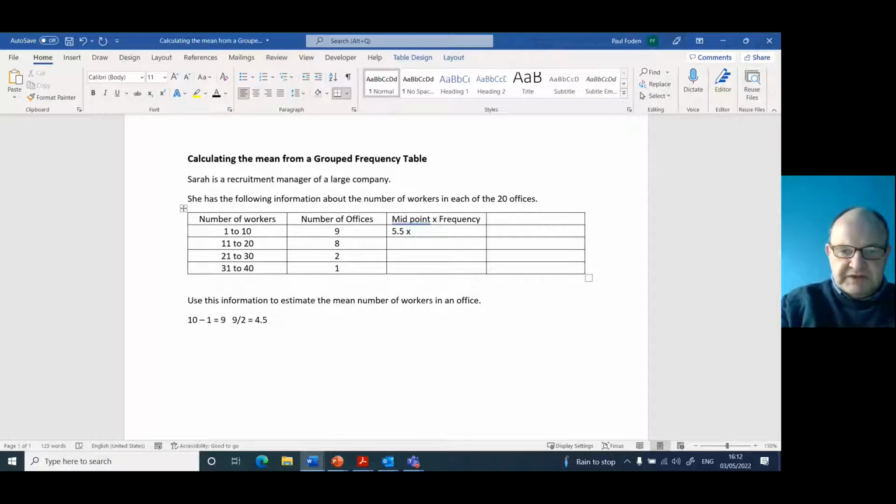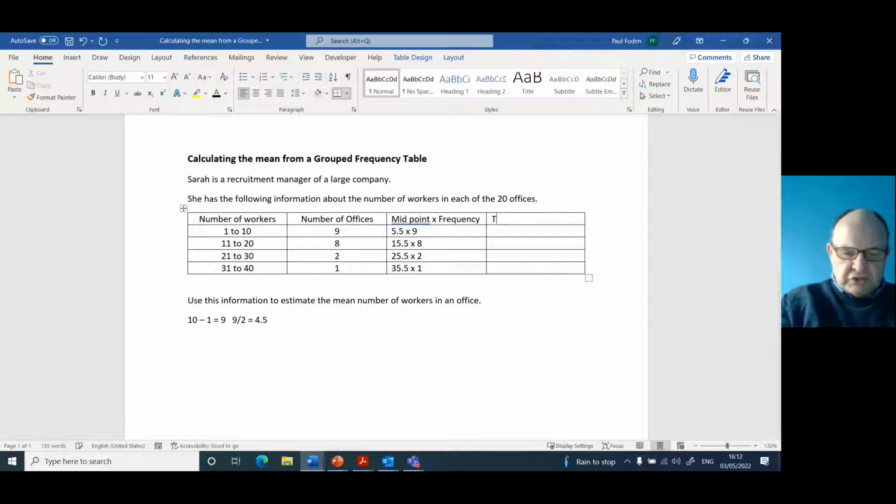In a moment, we're going to multiply that by 9, our frequency, to find our total. We then take the next midpoint between 11 and 20. It's going to be 4.5 on top of 11, which would be 15.5, and we're going to multiply that by 8. Then the next one, which will be 25.5, and we multiply that by 2. And finally, 35.5, and we're multiplying that by 1.